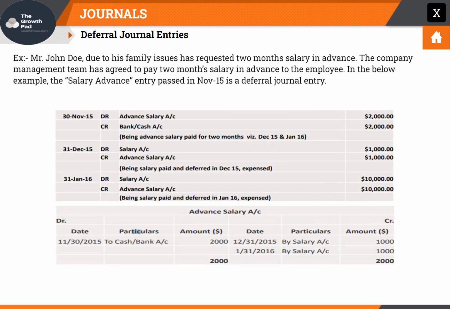Example: Mr. John Doe, due to his family issues, has requested 2 months' salary in advance. The company management team has agreed to pay 2 months' salary in advance to the employee. In the below example, the salary advance entry passed on November 15 is a deferral journal entry.